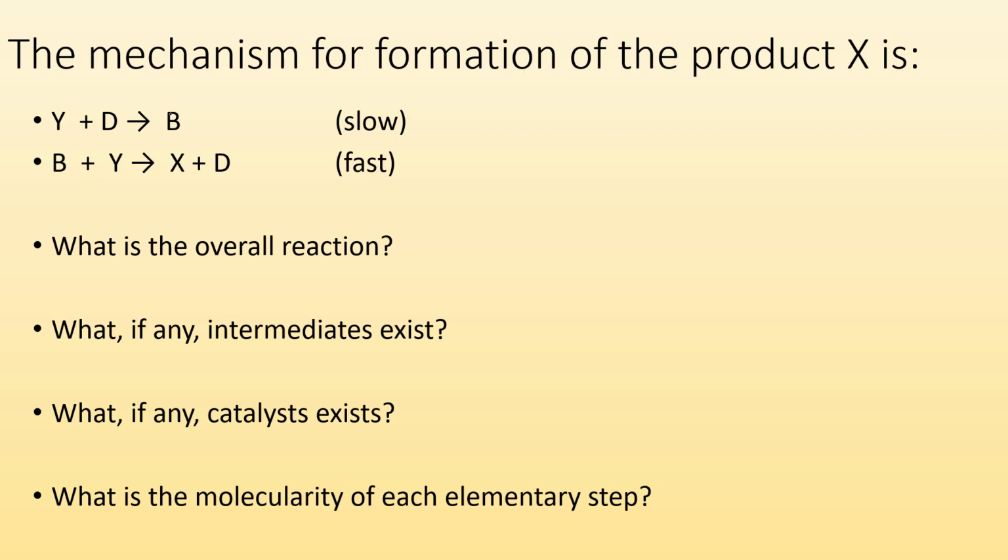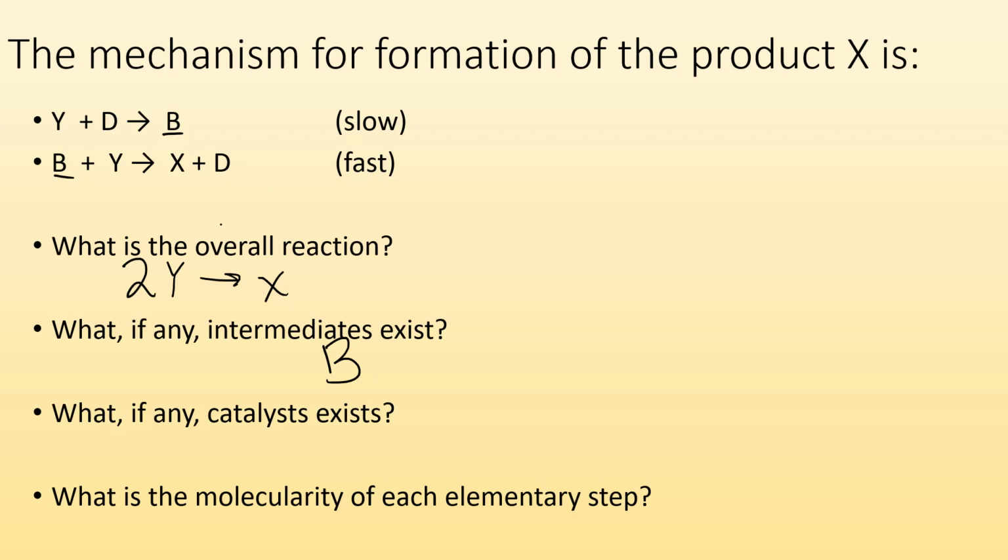All right, so what is the overall reaction? Well, let's see. I'm making B here. I'm using it up there, so I know that's going to drop out. I have D on the left side and on the right side, so they're going to cancel out. So what I end up with is 2Y gives me X. All right, so that's the overall reaction. So what, if any, intermediates exist? Well, B I made in the first step, but I used it up in the second step. So substance B is going to be an intermediate.